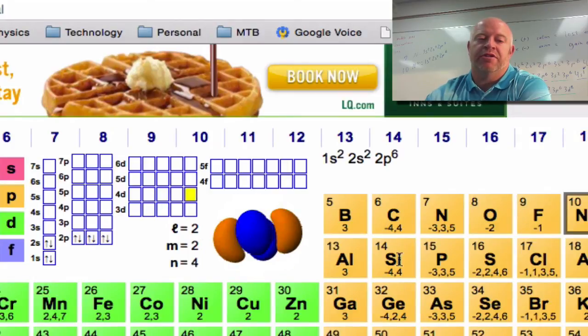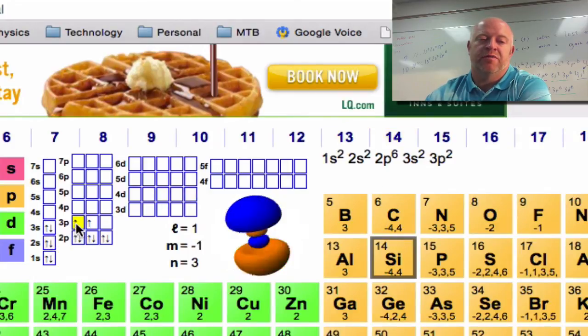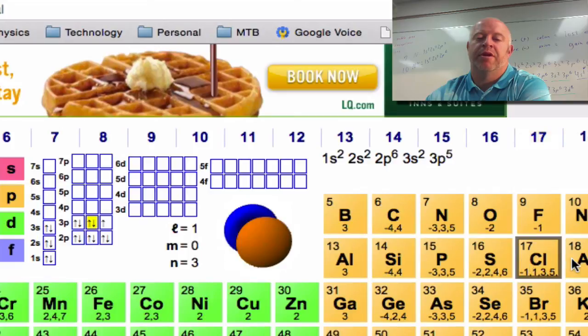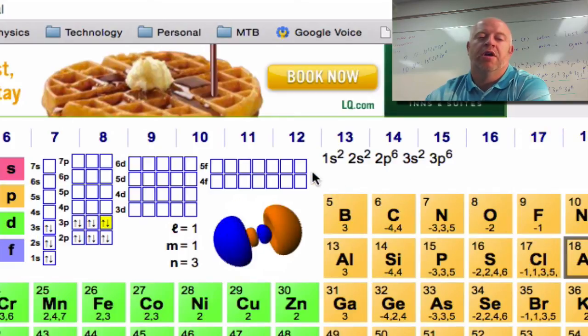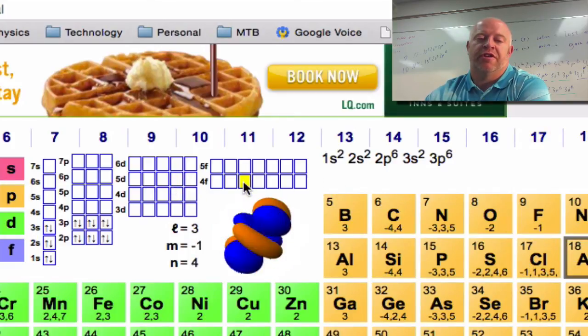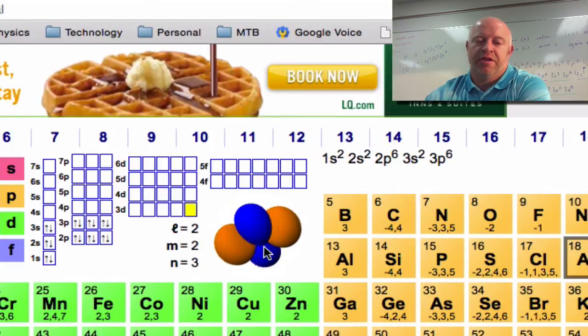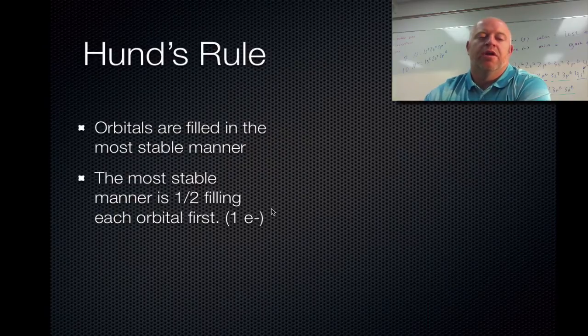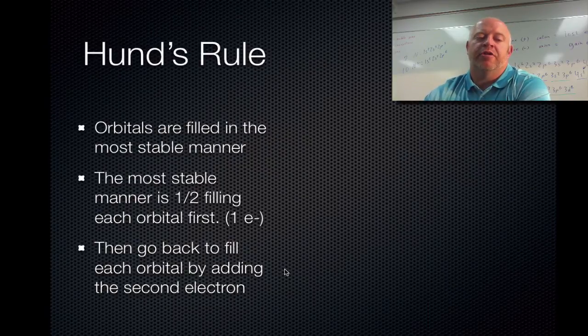Okay? You go down to silicon and you see again it's 1 and 1 and it's trying to half fill. Then you go to phosphorus, it half fills them, and then sulfur starts to pair them up. Okay? So that kind of gives you an idea. And of course, here's all our different shapes that go along with these different orbitals. So that is Hund's Rule. Okay? This comes into play a little bit later on in our unit when we start talking about electron configurations and building them, in terms of some of the exceptions that we go into there.